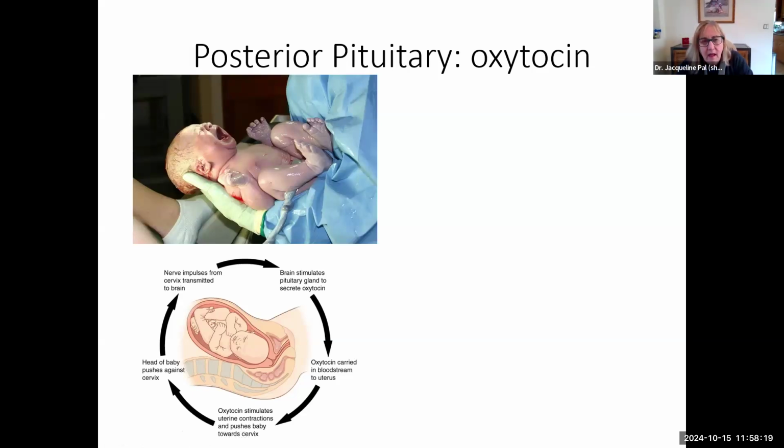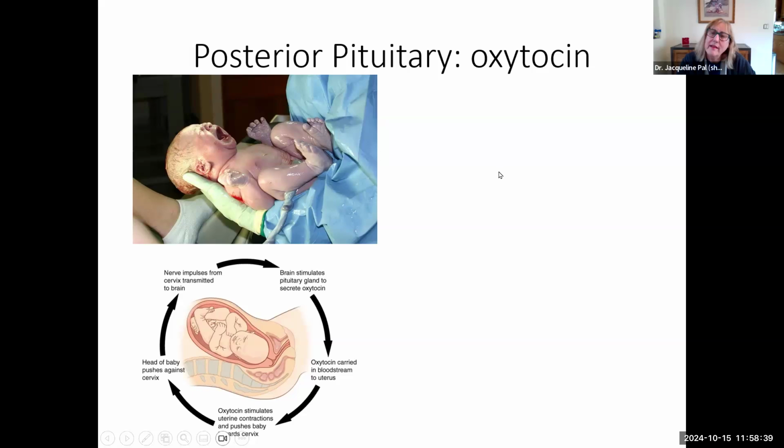Yay! Once the baby comes out, there's no more head pushing on the cervix. All right, there's a little bit of oxytocin still left in your blood, so you'll usually have 1 more contraction, maybe 2 more, enough to get the placenta to come out. And then there's nothing left. That's it.